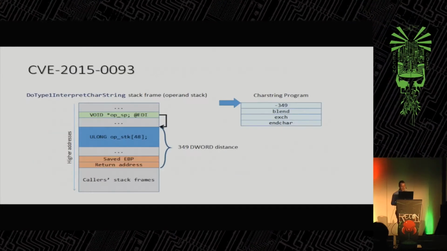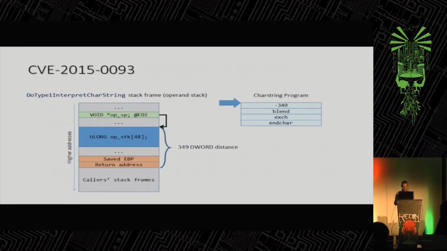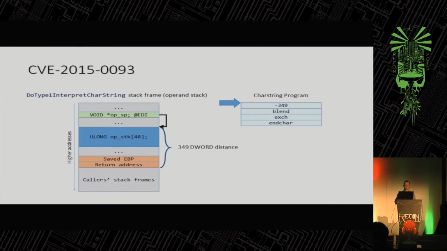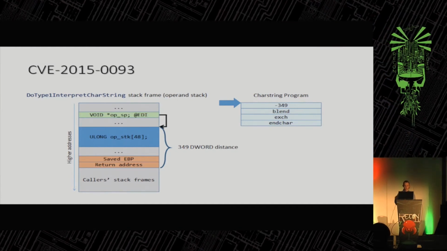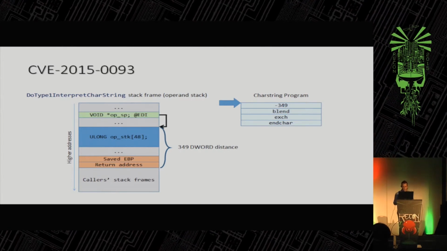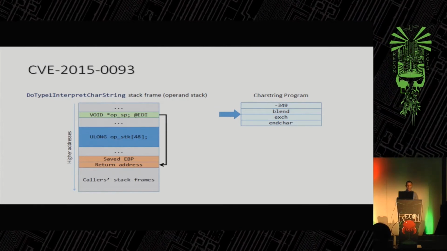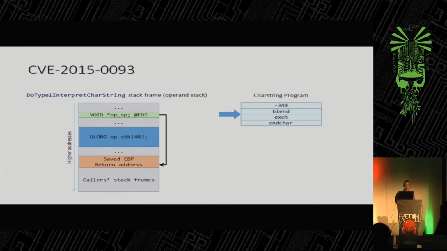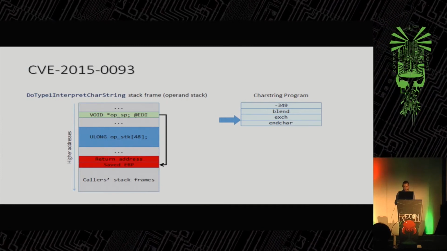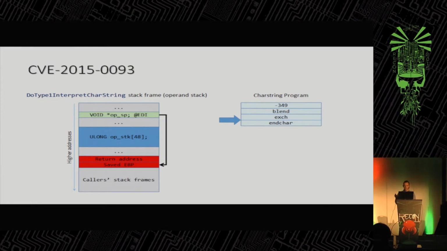For example, if we look at the stack frame of the interpreter function, what happens is that if we have the operand stack, and the difference between the beginning of the operand stack array and the return address is 349 dwords, then if we push -349, then perform the blend operation, the pointer will go out of bounds. And then if we perform the exchange operation, exchanging the two top values on the stack, we'll just flip the return address and the saved ABP value.